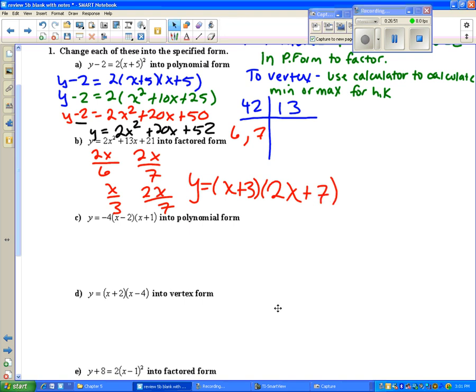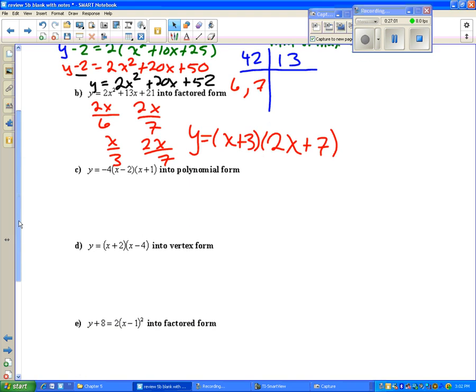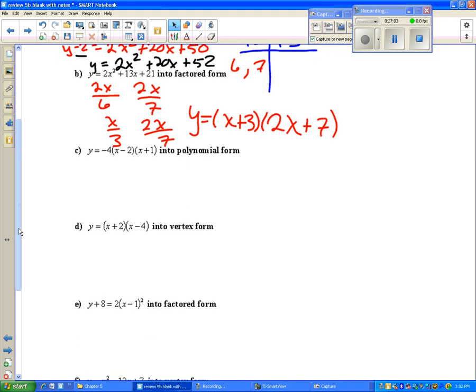That is factored. If I FOIL that out, I'm going to get y equals 2x squared plus 13x plus 21. That's factored form. Now here I want polynomial form. Polynomial form means to get rid of all the parentheses. So I'm going to FOIL first.